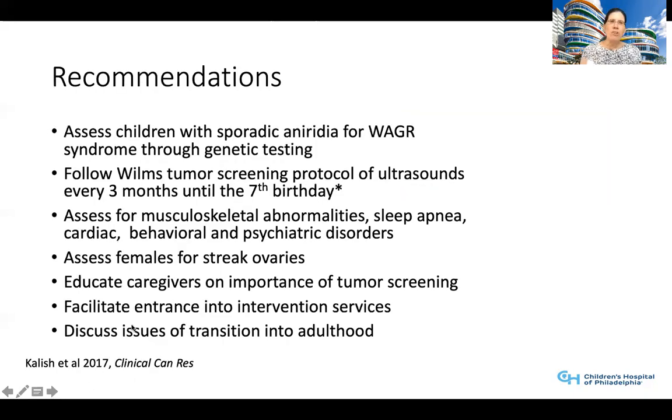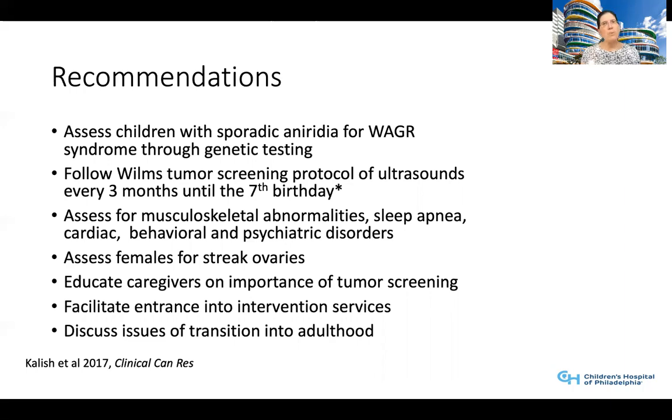So the recommendations that come out of looking at all this data are similar to what was presented in the 2005 paper, with a couple slight differences. It's important to assess children with sporadic aniridia for WAGR syndrome, and genetic testing is important. One of the challenges, which I'll get back to in a minute, was that we didn't have genetic testing results for most of the patients.